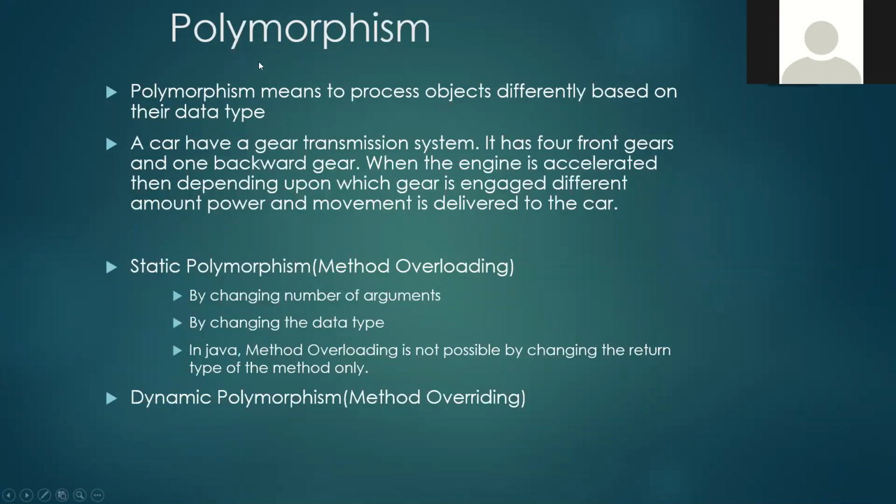So there are two kinds of polymorphism. When I explain it in code, you'll get a good understanding. There are two kinds of polymorphism in Java. One is static polymorphism, which we call method overloading. Method overloading is possible when you change the number of arguments, and when you change the data type of the arguments, the parameters taken by a method.